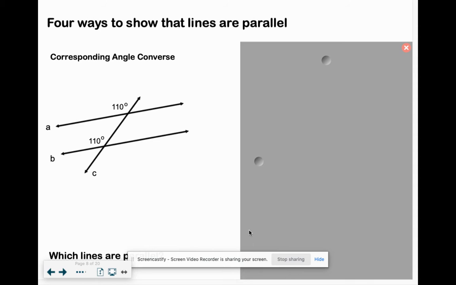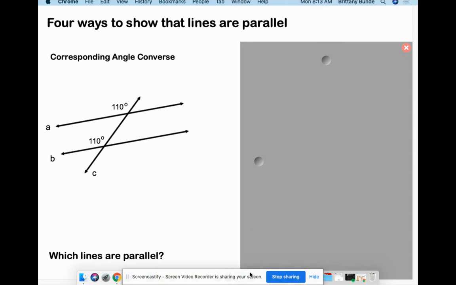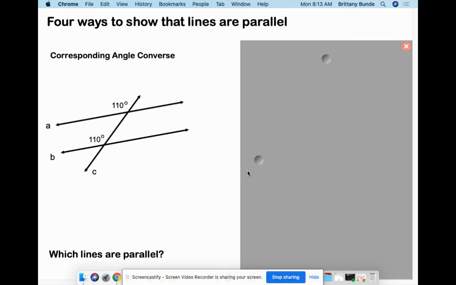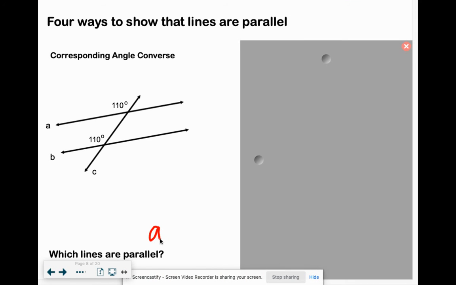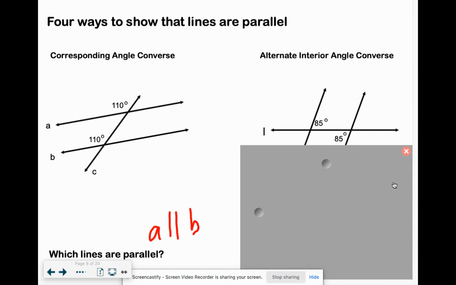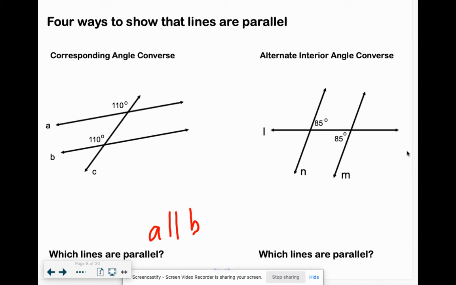So then you can write A. Remember, you can write those two up and down lines for parallel. A is parallel to B. So corresponding angles are congruent, we have parallel lines. If we have alternate interior angles that are congruent, we get parallel lines. So which lines would be parallel here? Yep, N is parallel to M.